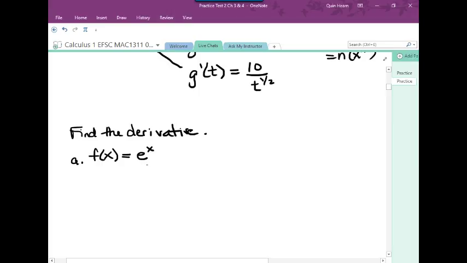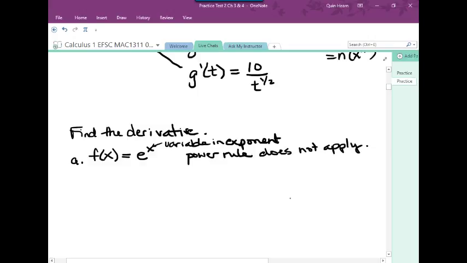where the x is in the base. Here the x is in the exponent. The variable is in the exponent. What that means is that the power rule does not apply. In other words, you can't just bring the x out front and subtract 1 from it. It doesn't work that way. Okay, so what do we do instead?